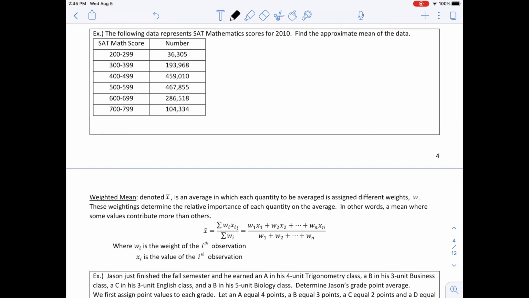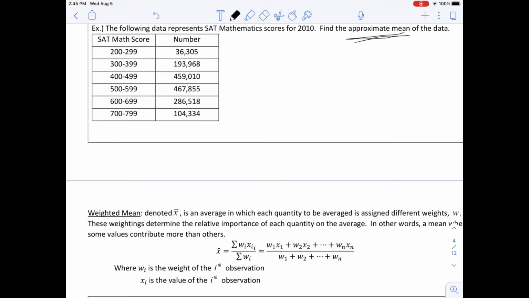So the next example that we have says the data represents SAT mathematics scores for 2010. Find the approximate mean of the data. And the reason why it's again approximate is because this is grouped data. We do not know exactly how many people scored a 550 on these SATs. We do know that 467,855 people scored between 500 and 599.